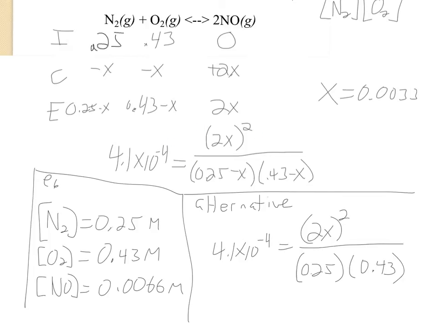So this one would only be done in an emergency, and the conditions here are for a very small k. That's the only way that the x's are insignificant, when you have a very, very small k value. Because when that happens, then your initial concentrations of your reactants don't change.